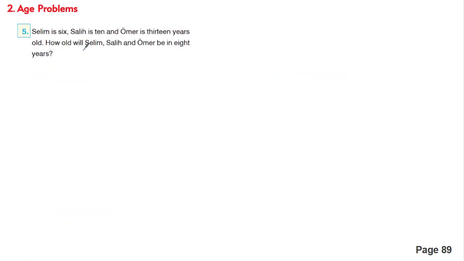Selim is 6, Salih is 10, and Omer is 13 years old. How old will Selim, Salih, and Omer be in 8 years? This is so obvious. Selim would be 6 and 8, that's 14. Salih would be 10 and 8, 18. And Omer would be 13 and 8, 21.